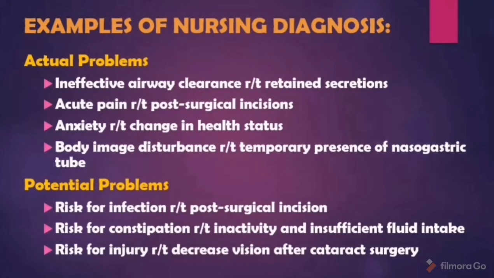Here are the examples of nursing diagnoses. First, we have the actual problems. Ineffective airway clearance related to retained secretions. Acute pain related to post-surgical incisions. Anxiety related to change in health status. And body image disturbance related to temporary presence of nasogastric tube. Here are the potential problems. Risk for infection related to post-surgical incision. Risk for constipation related to inactivity and insufficient fluid intake. And risk for injury related to decreased vision after cataract surgery.